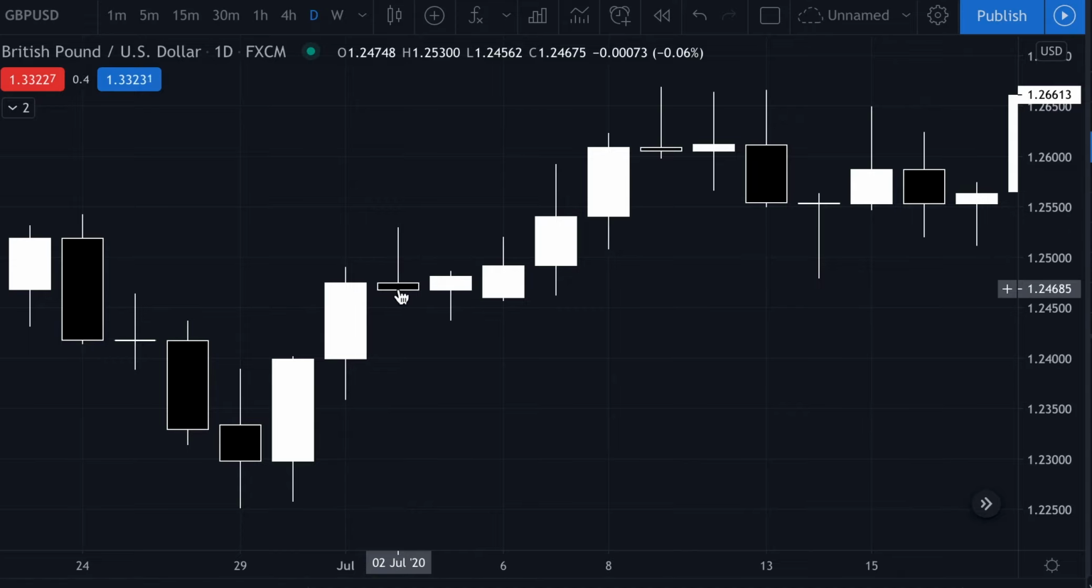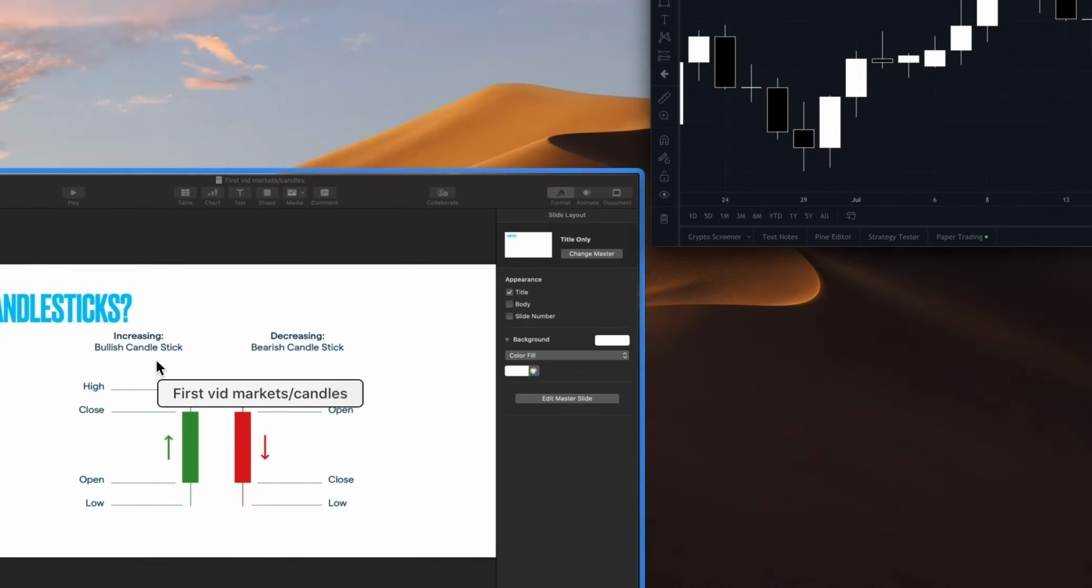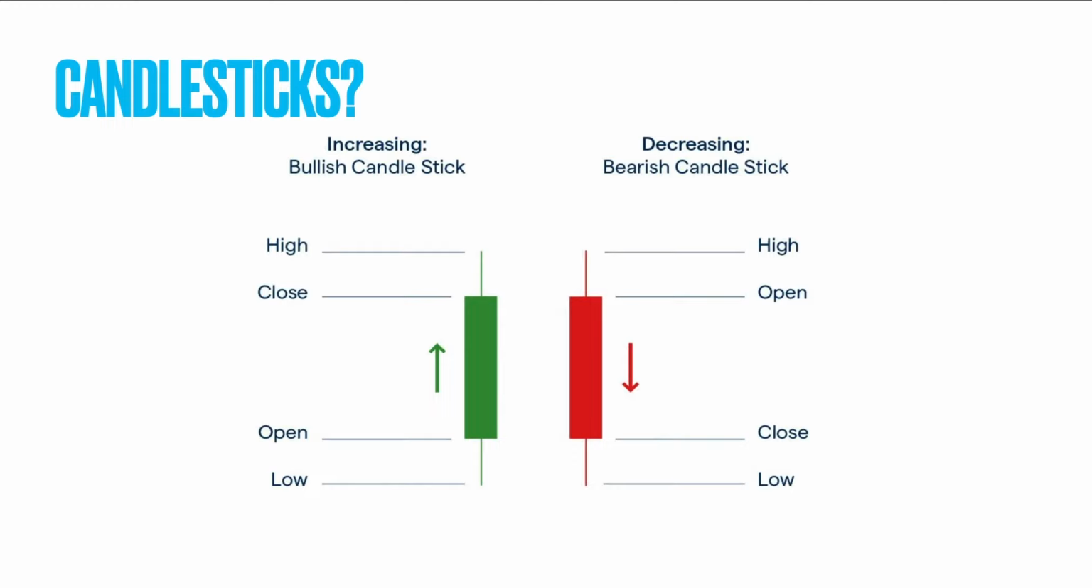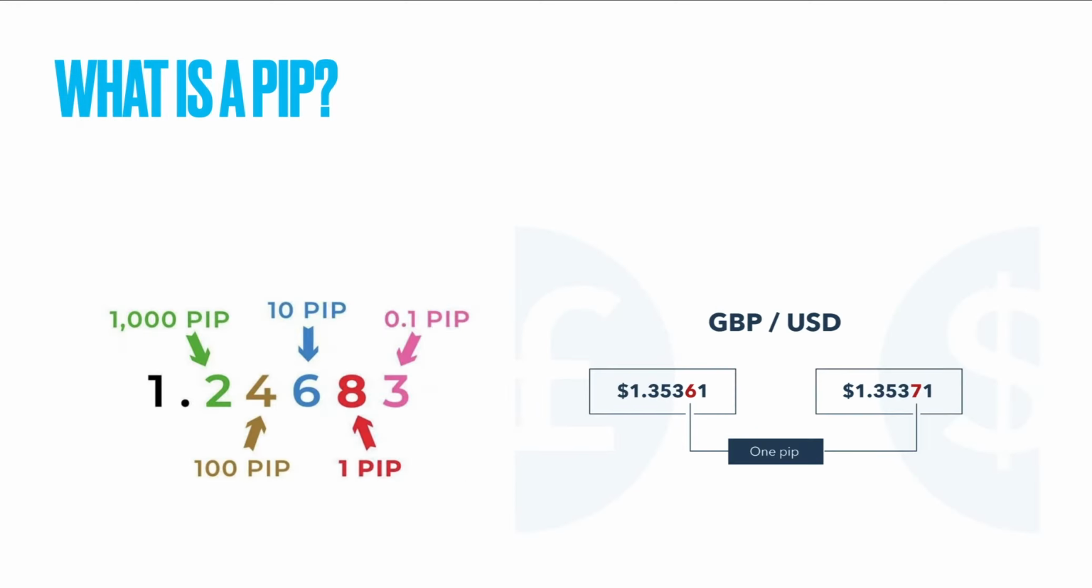So candles are pretty easy when you get to understand them, and when we get to patterns, you can see how there can be some patterns in looking for these candle bodies and these wick sizes. Perfect. So let's bring it back. The next thing that's really important to understand are pips.